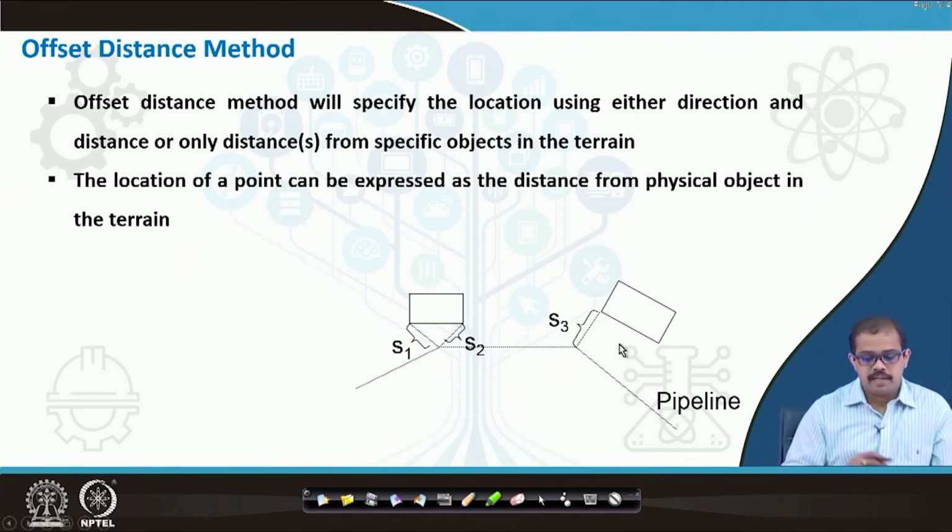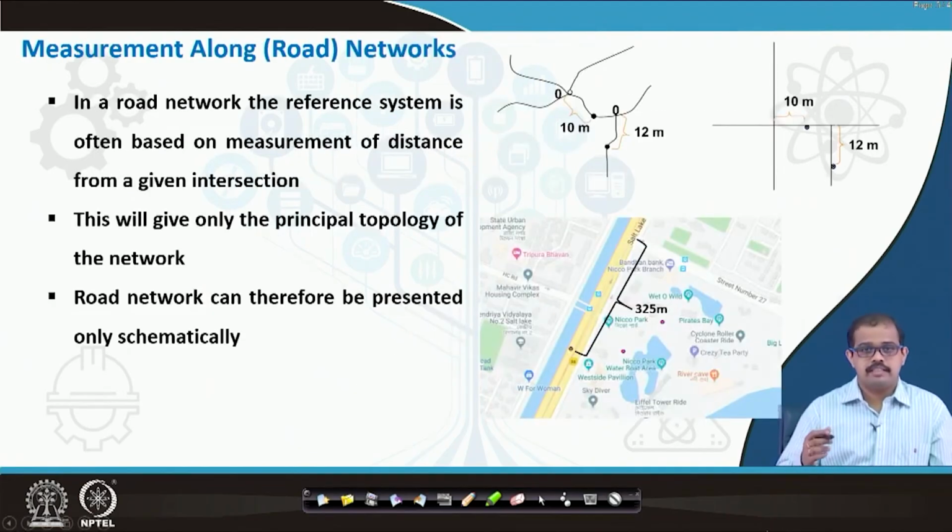The location of a point can be expressed as a distance from a physical object in a terrain. Many times only distances are mentioned, but there are certain systems where you can even look at the directions.